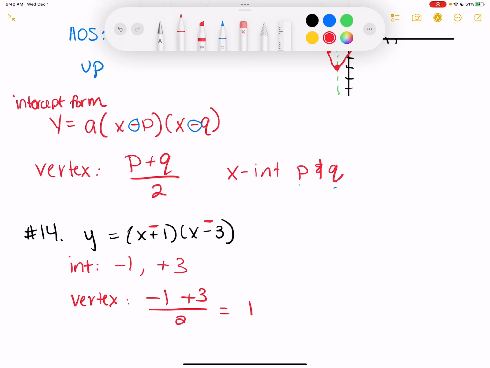So then plug in 1 up here. 1 plus 1 is 2. 1 minus 3 is negative 2. So 2 times negative 2 is negative 4. So 1, negative 4 is going to be my vertex. Once you get bigger numbers, it gets harder. And if you need to write out the actual plugging in, you can, but you don't have to.